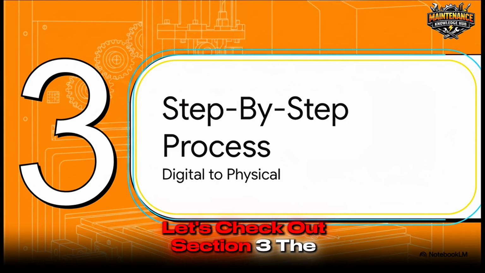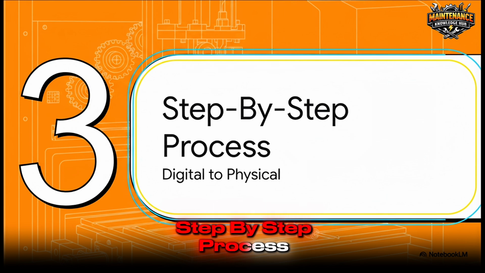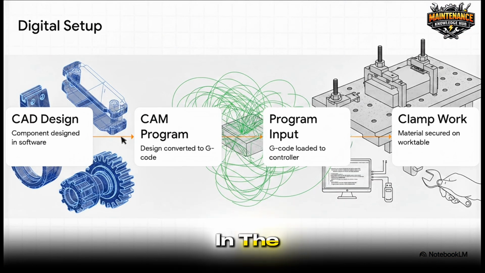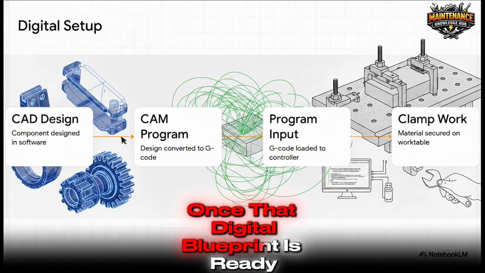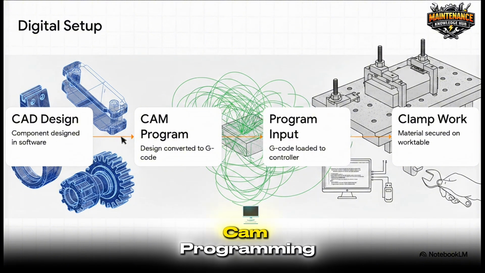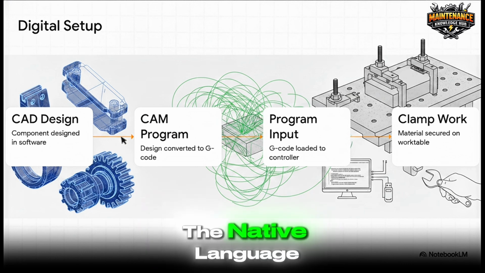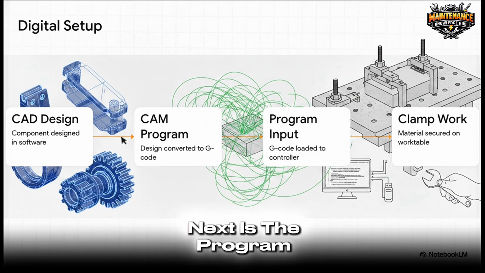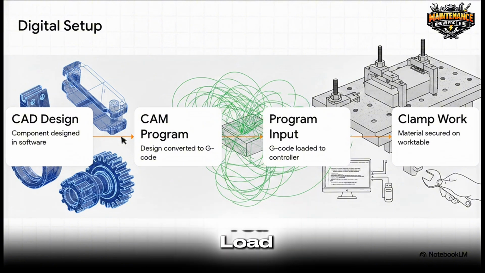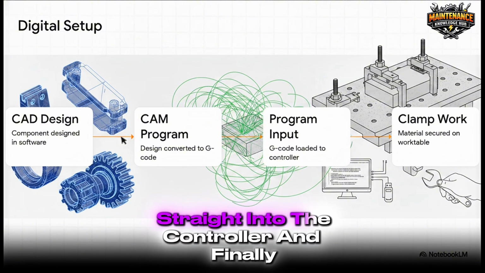Let's check out Section 3, the step-by-step process. It all kicks off in the digital realm with the CAD design, where the component is carefully modeled in software. Once that digital blueprint is ready, it's passed over to CAM programming, which magically converts the design into G-code, the native language the machine understands. Next is the program input, where you load that precise code straight into the controller.